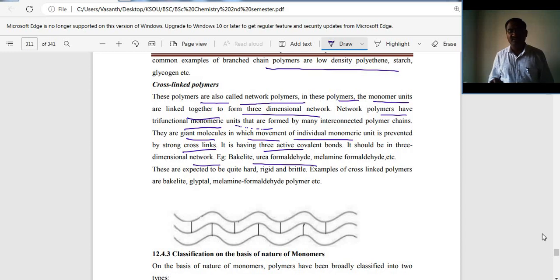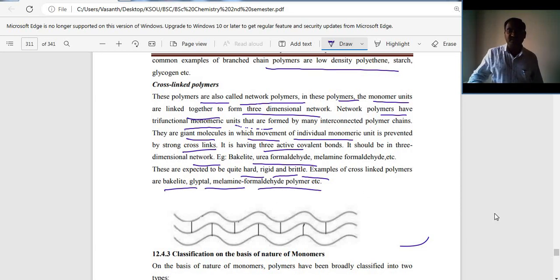For example, acrylate, urea formaldehyde, melamine formaldehyde, etc. These are expected to be quite hard, rigid and brittle. Examples of these cross-linked polymers are bakelite, glyptal, melamine formaldehyde polymer, etc.